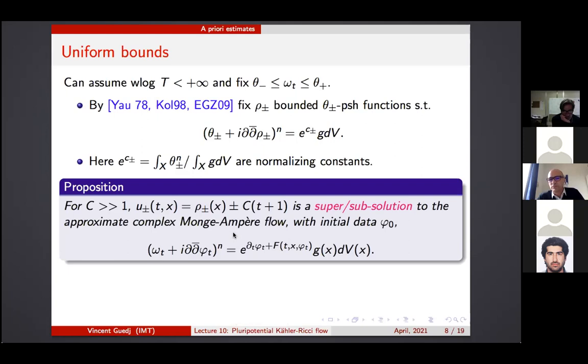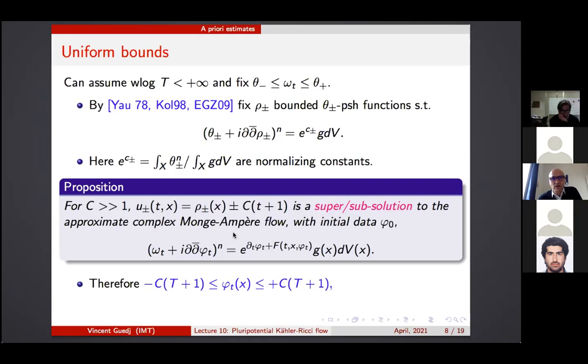So I'm not going to explain that, but the proof is rather simple, and as a consequence, you get the first a priori estimate, namely that the solution phi t lies in between u plus and u minus. Because we know by the elliptic theory that rho plus and rho minus are uniformly bounded, we get uniform bounds from above and from below for the solution phi t. Okay, so to summarize, the first uniform a priori estimate is a relatively simple consequence of the elliptic theory, which is the extension of Yau's result.